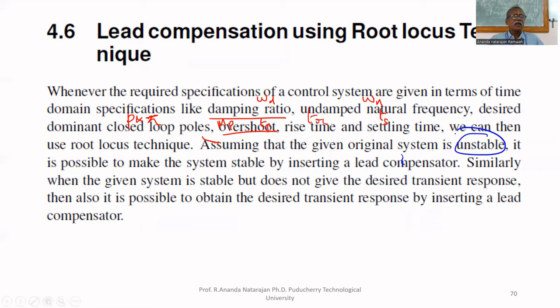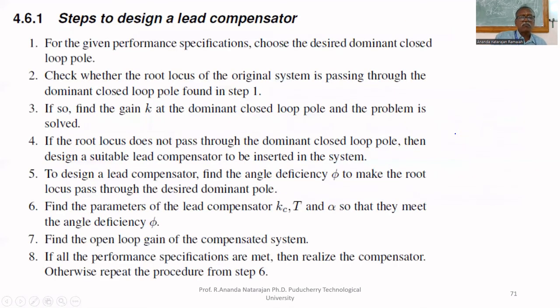By including a subsystem, a lead compensator, we can make the system stable. That is also possible. Similarly, when the system is stable but doesn't give the desired response, as we have seen, it is not passing through the desired location of poles. In that case, we can bend the root locus by using a lead compensator, and we can make the root locus pass through the desired location. We can find the value of k at that point. So these are all possible by using a lead compensator.